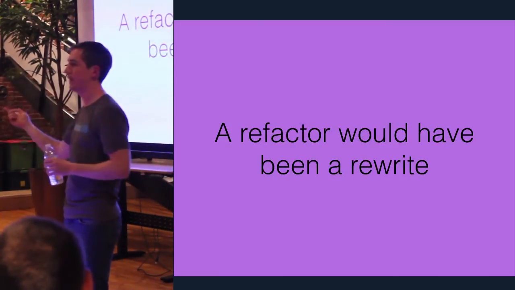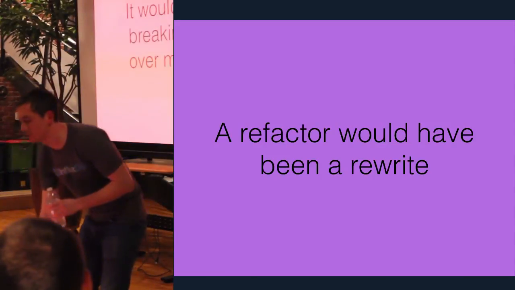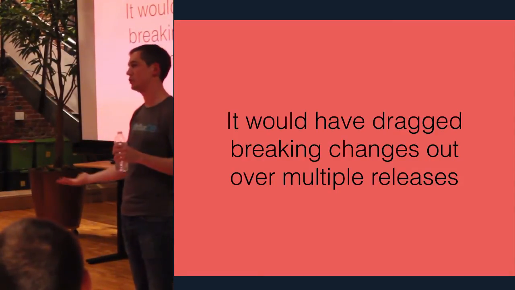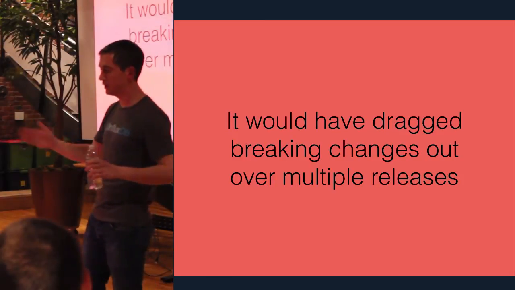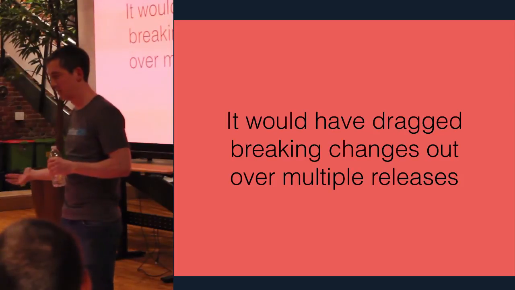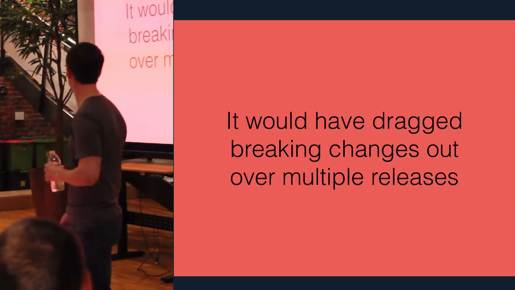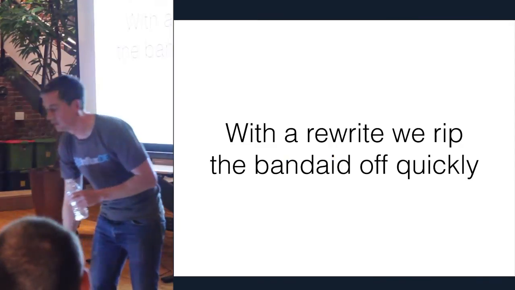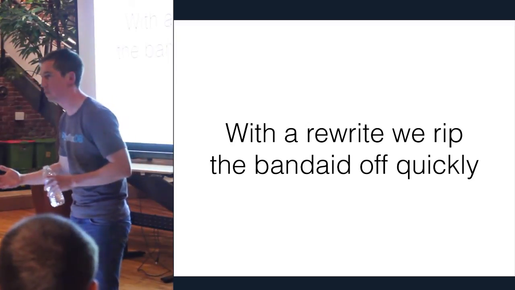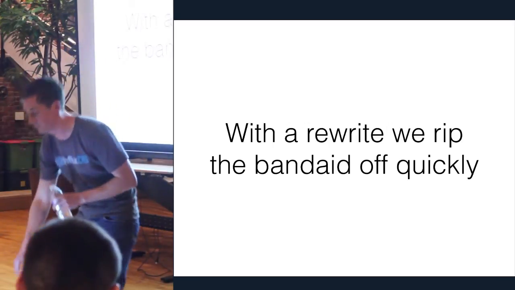My contention is that a refactor would have been a rewrite just dragged out over time, right? And some of these things were actually making underlying breaking changes, which means people upgrading to new versions would have to perform painful migrations to get it done. So a refactor over time would stretch these breaking changes out over a longer period of time. If we just rewrite it all in one go, we can rip the Band-Aid off quickly. We have one migration that people can do to get from 0.8 to 0.9.